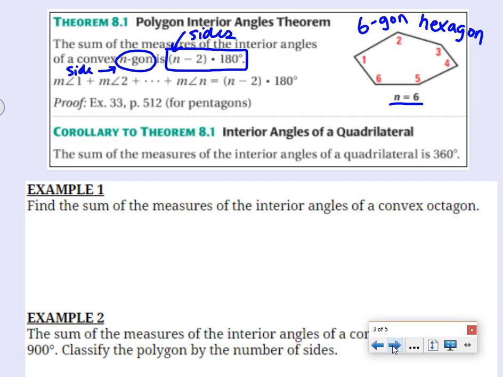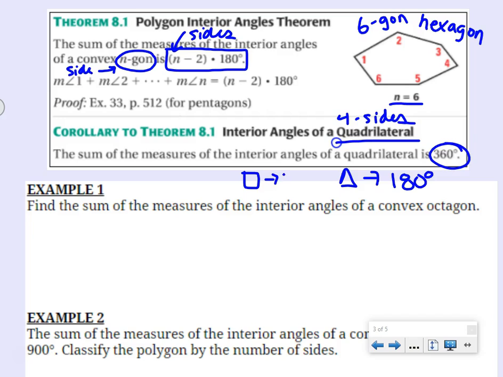All right, the corollary to this is that the sum of the measures of the interior angles of a quadrilateral, so 4 sides, is 360. So that's just commonly known, just like with triangles. We know triangles are 180 degrees. We know that quadrilaterals, so 4-sided figures, are 360 degrees.